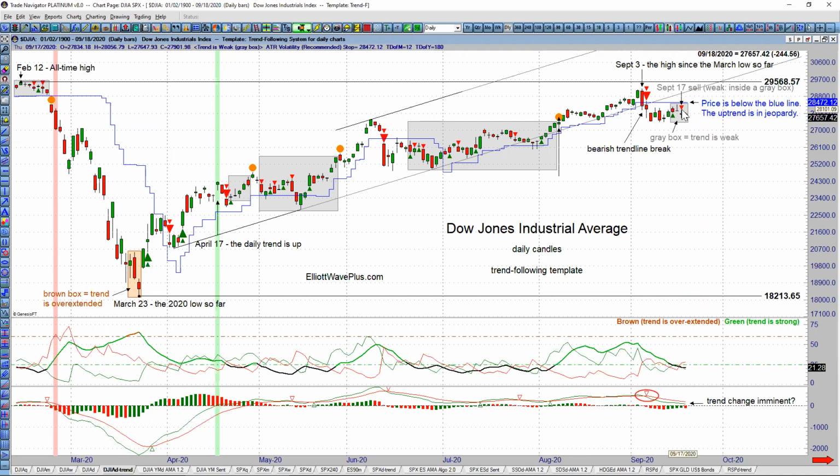The last signal on the daily chart of the Dow Jones Industrial Average trend following template was a sell signal also on Thursday, but so far that is considered a weak signal because it's still inside of a sideways consolidation, and it hasn't broken out of that to the downside yet. And so when it breaks down below this gray box is when we're likely to see a trend change to the downside and possibly a trend following sell signal on the Dow Jones Industrial Average. We may not get that, according to Hurst, until later this next week.